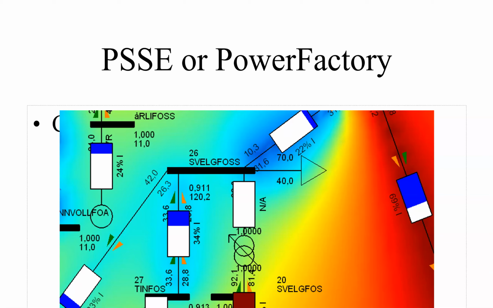Here you can also see how much the line is loaded. This is about 34% loaded. And you can also get an indication like here that this is 0.9 per unit voltage, which gives the equivalent of 120 kV.